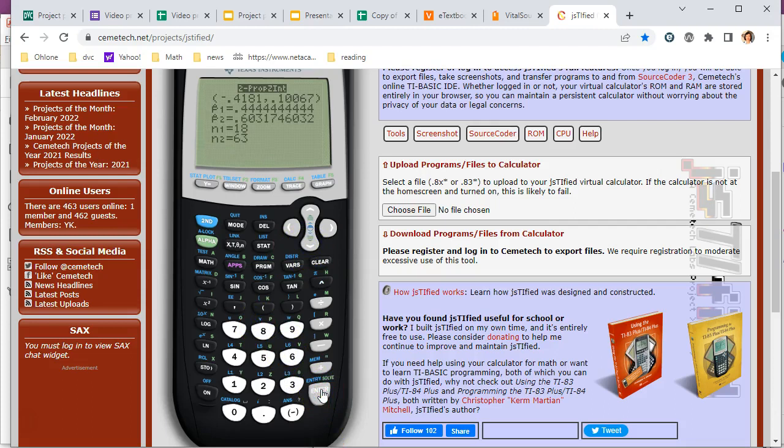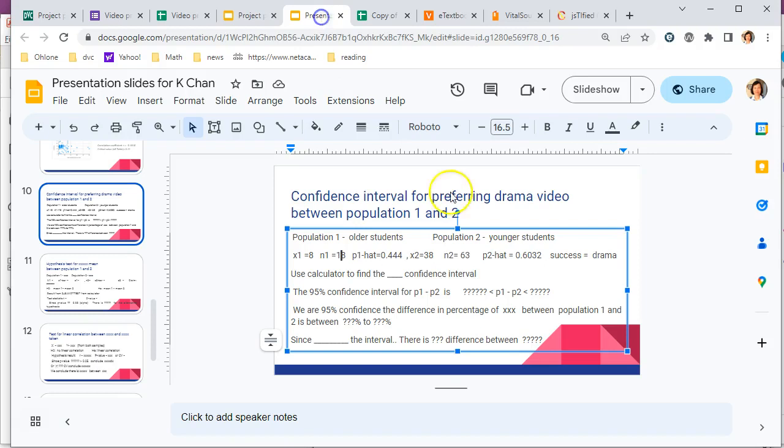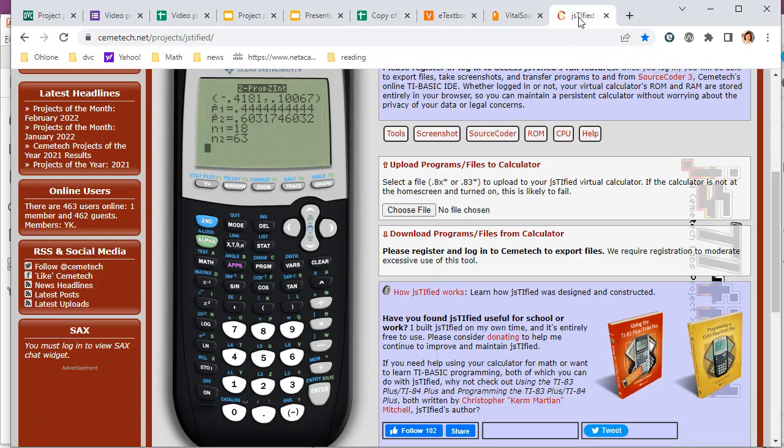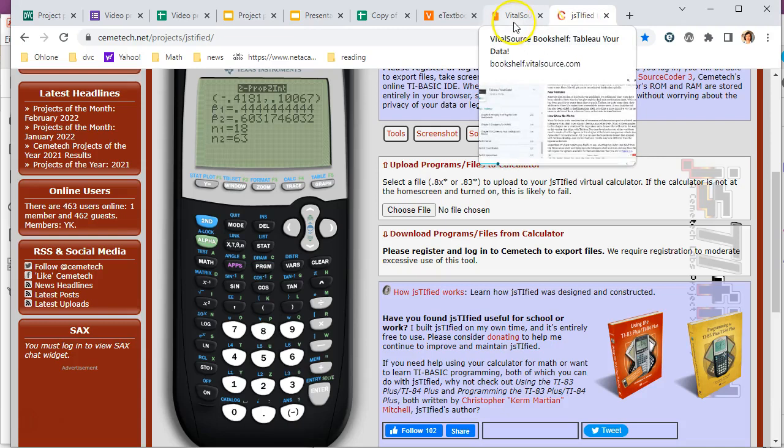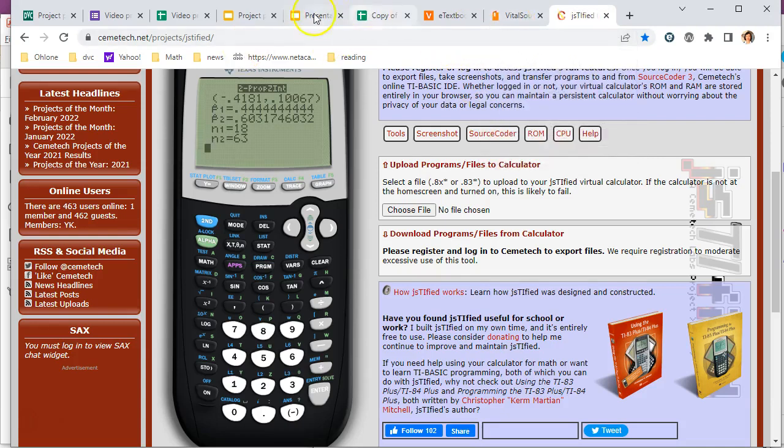So here's my answer, negative 0.4181 and 0.1007. Negative 0.4181. 0.1007, is that right? 0.1007, negative 0.4181, that's right.